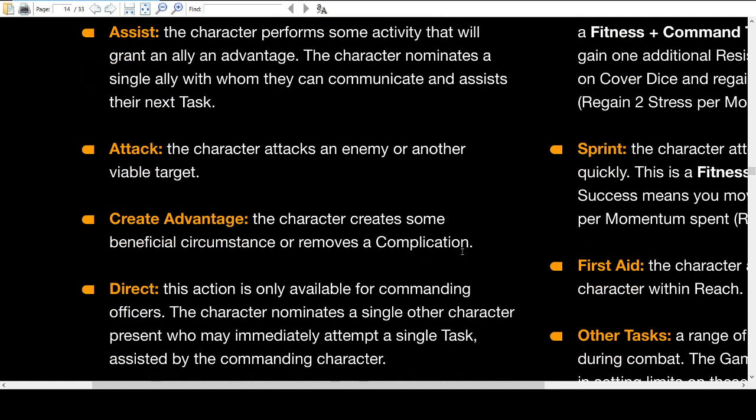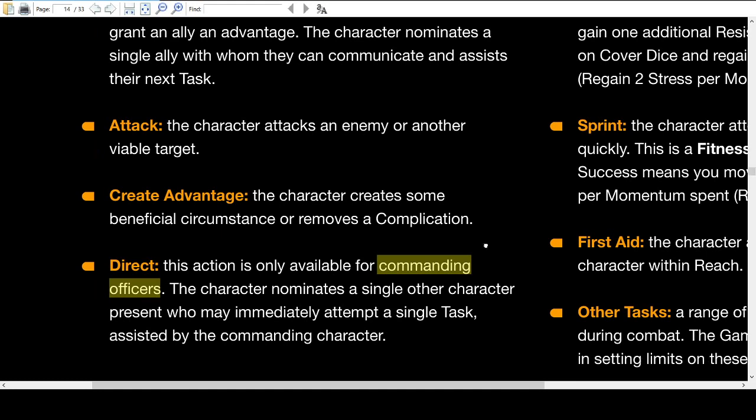I'm guessing this is, I mean, then again, we are not sure what a commanding officer is like. This could be a class related thing, like if only players who play as first officers can use this ability. And then the idea is that instead of them performing the task, they're actually getting a single other character present to perform the task for them, assisted by the commanding officer.